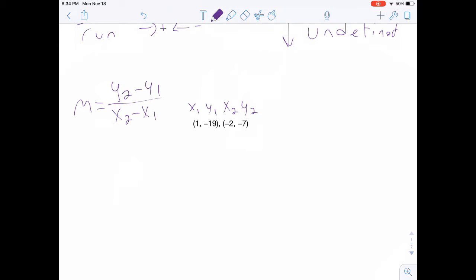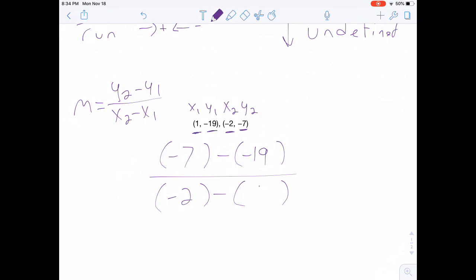And what I tell my students is I tell them to make a shell of the formula. So wherever there is a set of parentheses is where I would substitute a value in. So the top left here would be y2, which is negative 7, minus y1, negative 19, over x2, which is negative 2, minus x1, which is 1. I don't want to simplify here.